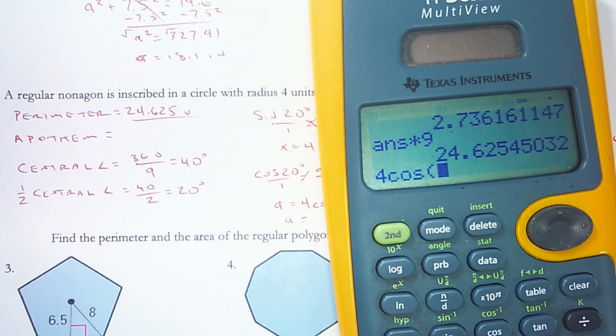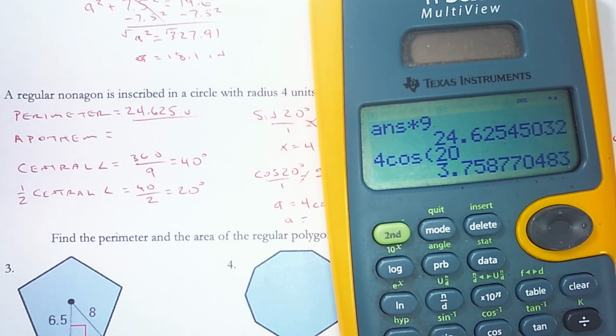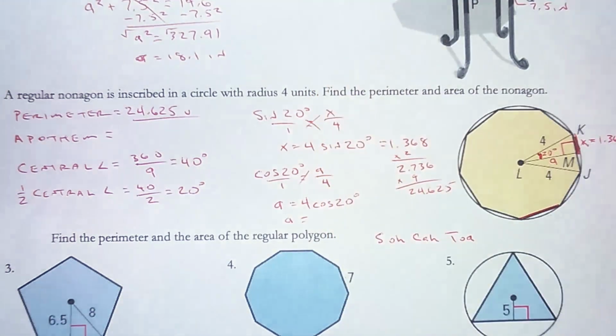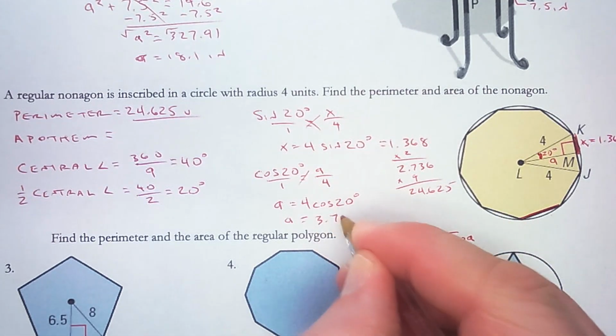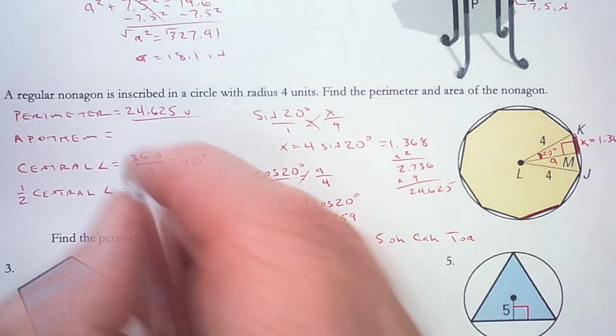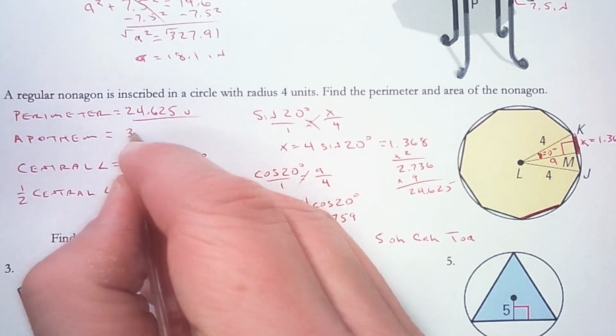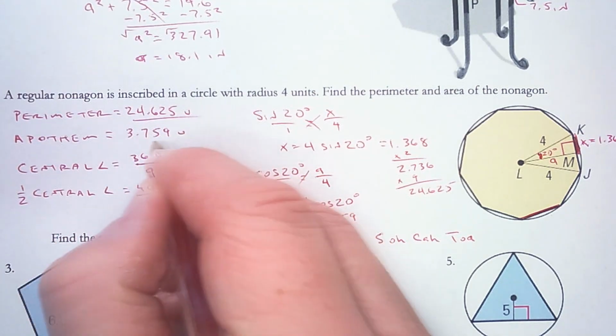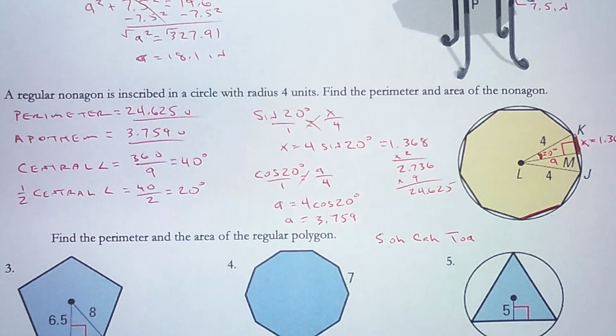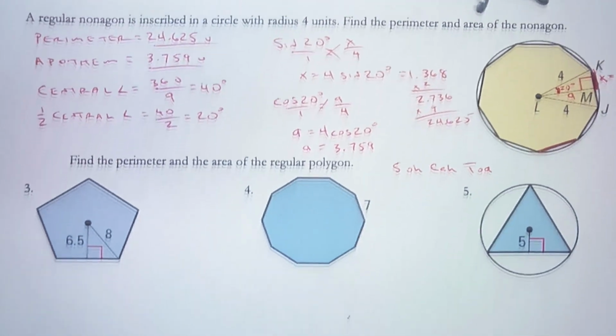So 4 cosine 20 is 3.759. And that is the apothem, 3.759 units, and I will underline that. And for now, we'll leave that right where it is, and in our next lesson, we'll come back and use the information to find the area.